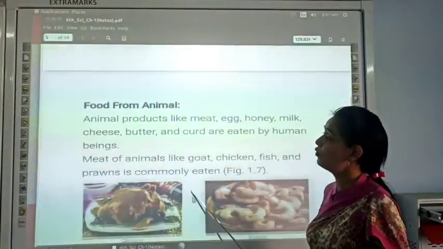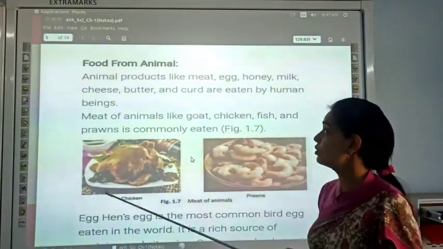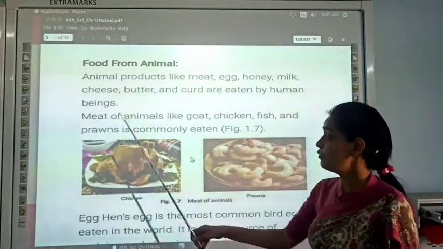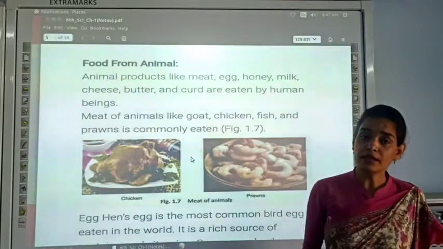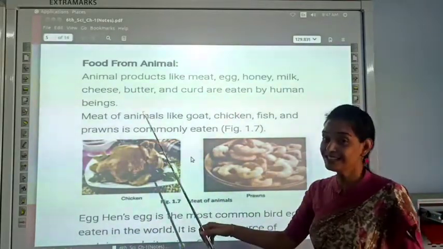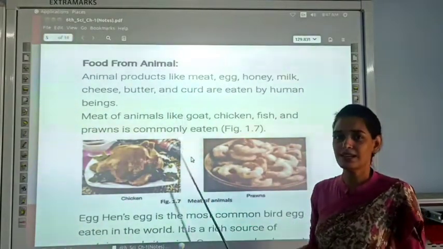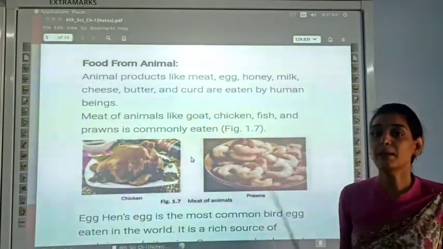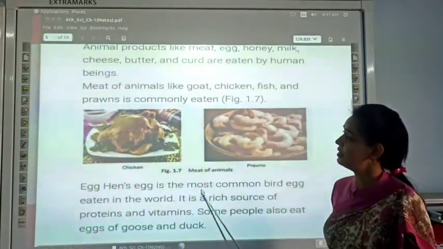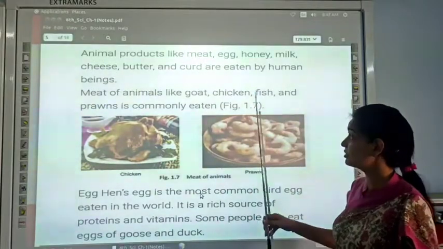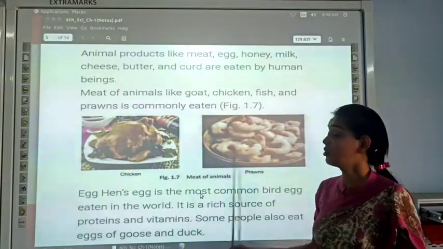Okay, so now which part of animal we can eat. So what are the animal product? So first of all, animal product like the meat, egg, milk, chicken, cheese, butter, these are the dairy product. Curd, cheese, butter, these are the dairy product which is prepared by the milk and eaten by the human beings. So meat of the animal like goat, chicken, fish and prawn, these are commonly eaten.